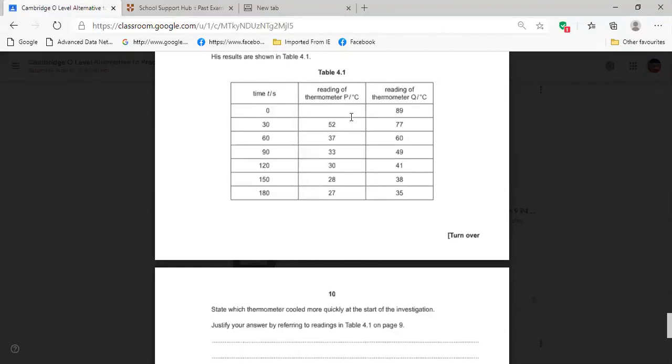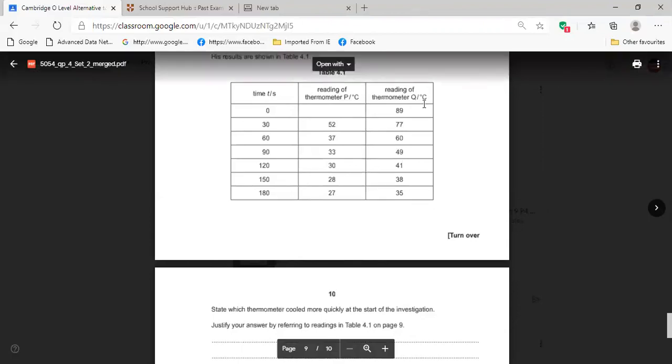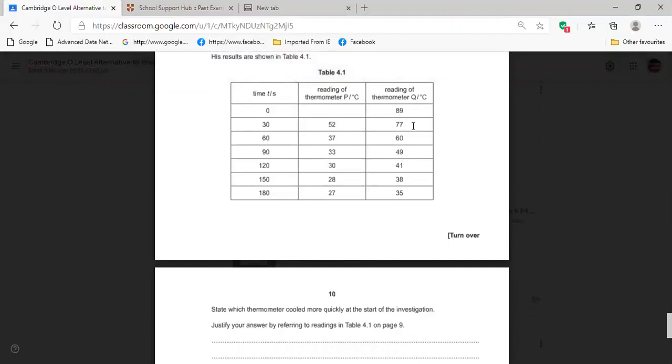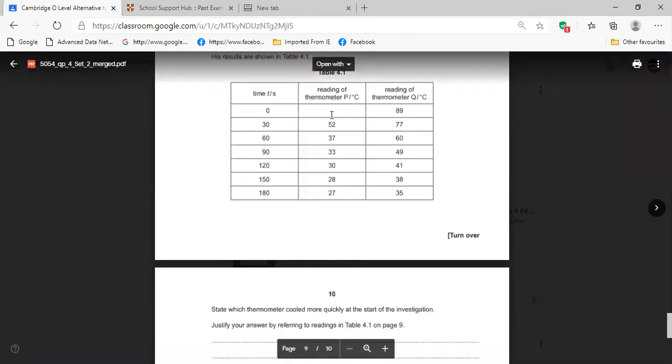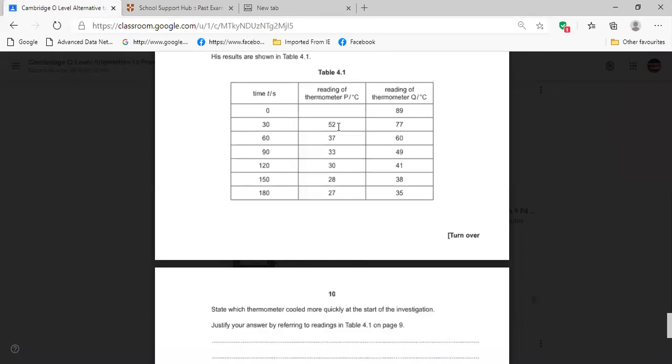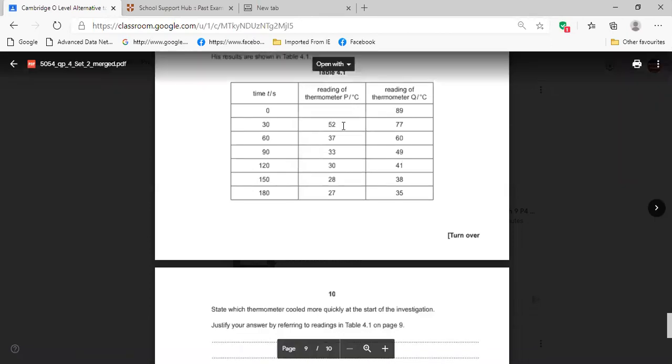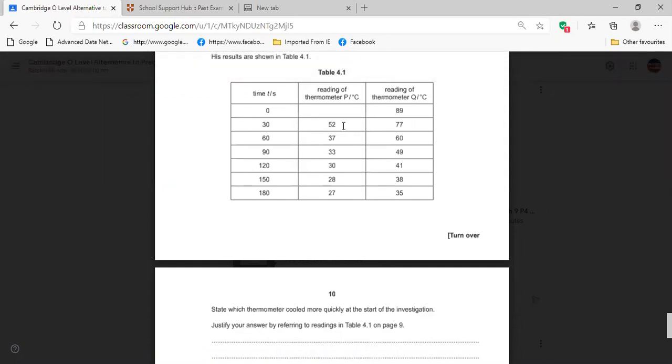So why are you taking Q? Because the decrease is more here. You said 89 minus 77, how much? 12. And here 86 minus 52, 34. So the temperature drop is more where, P or Q?